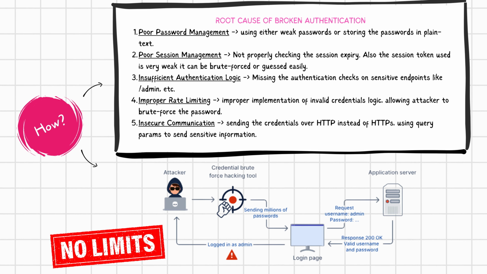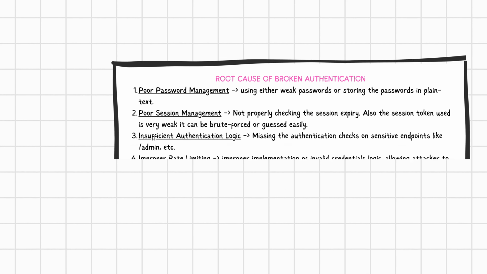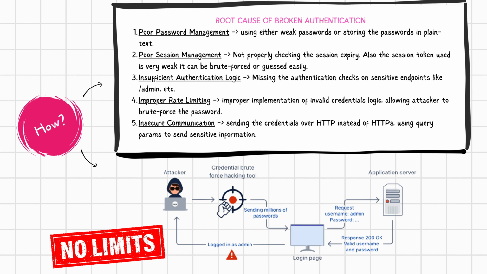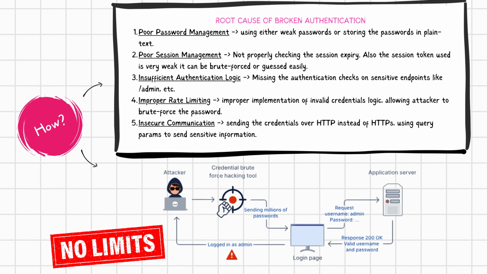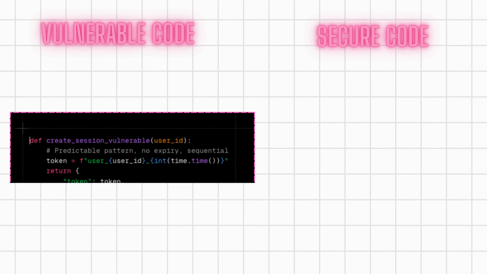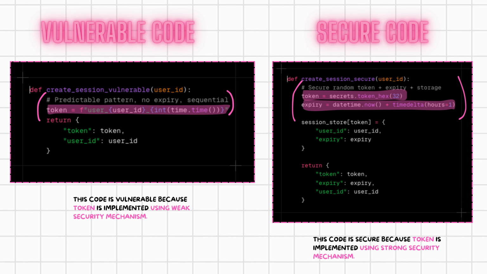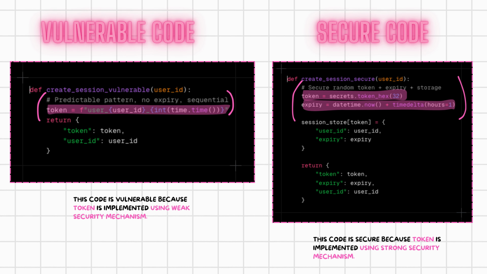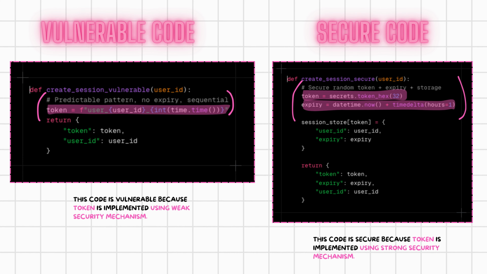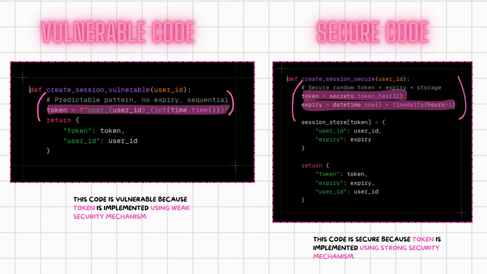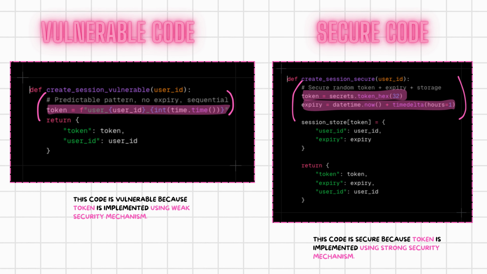So to secure the application APIs, we need to properly implement the authentication mechanisms, like a proper logic, proper mechanism, rate limiting, using HTTPS and proper session management, all those. Till now, we understood what is broken authentication, what is its root cause, and what are the common attacks available in broken authentication. Let's deep dive into understanding how broken authentication looks like on a code level. So I have put a vulnerable code and a secure code scenario.